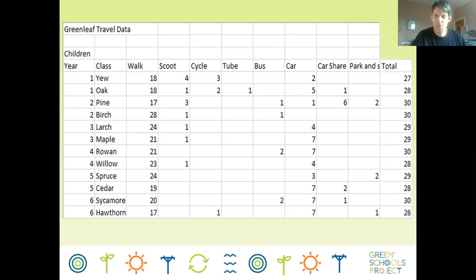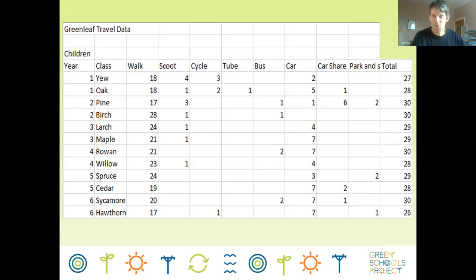So in all of the classes, you should probably know that there's nearly 30 children in each class. This was actually just the number of children that were present for the survey. For some classes, a few children may have been absent. We're going to worry about that later.